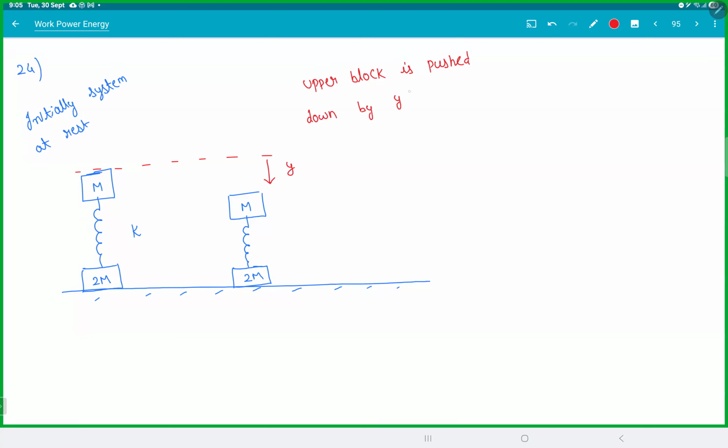And then you released it. So you pushed the block by y and you released it. When you released it, what happened? The upper block started going up and something happened. You got a situation like this. This lower block actually loses contact with the ground. It flies off.